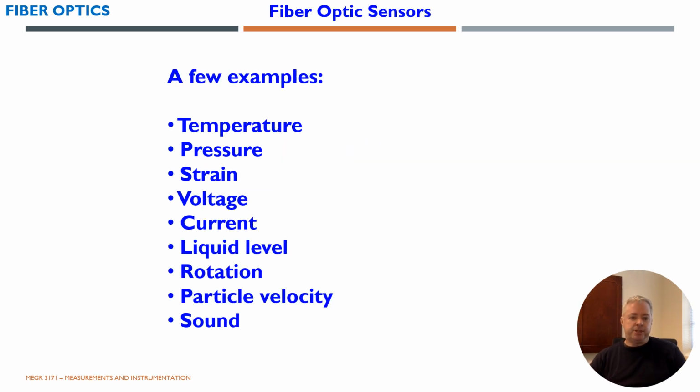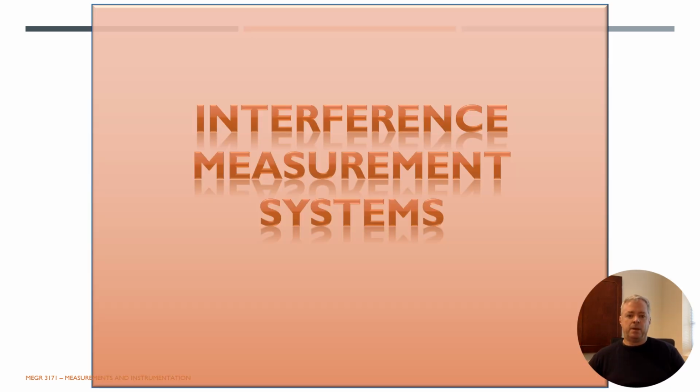So here are just a few examples: temperature, pressure, strain, voltage, current, liquid level, rotation, particle velocity, sound, and the list just goes on and on. And we'll talk about some specific sensors in the next slides. Now, the principle that a lot of these systems use are really interference type systems, and so we'll go through that in detail.